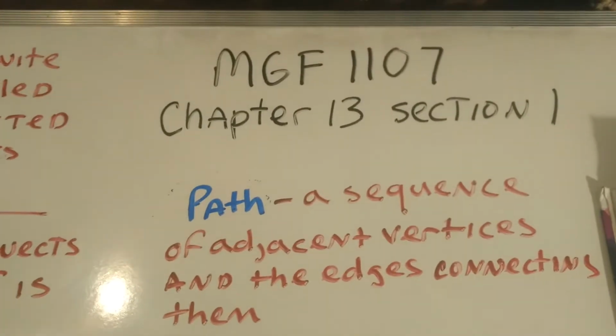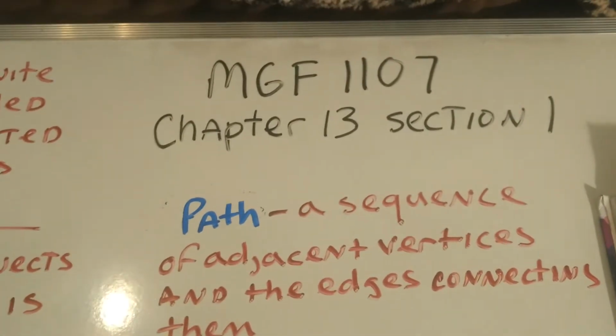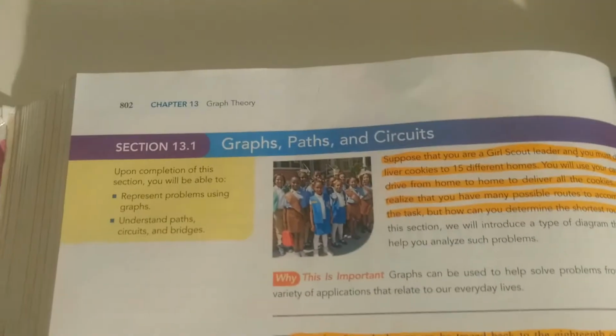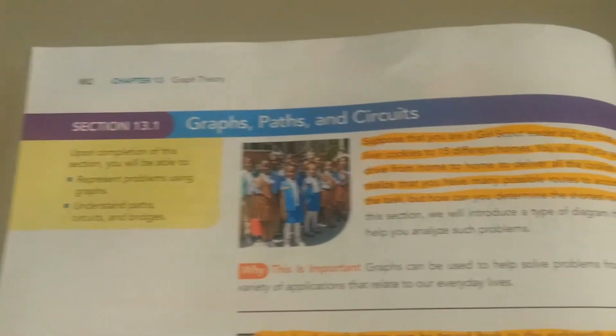This is MGF 1107, Chapter 13, Section 1. This deals with what we call graphs, paths, and circuits.